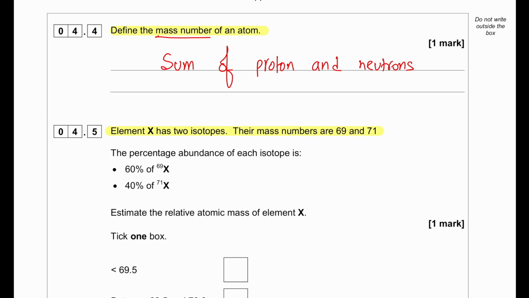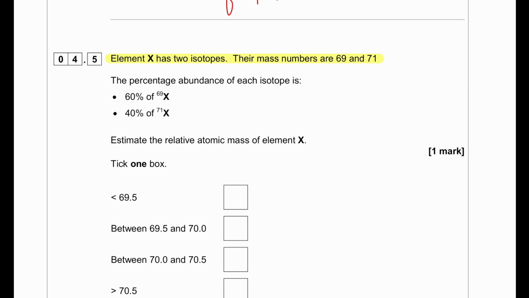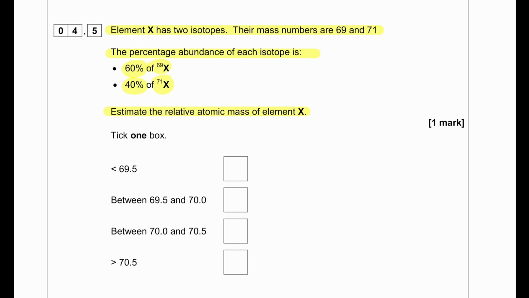Element X has two isotopes. Their mass numbers are 69 and 71. The percentage abundance for each isotope is 60% of 69, 40% of 71. Estimate the relative atomic mass of element X. So if we have to estimate it, you see the majority of the mass is with 69 and some of the mass is with 71. So it will be somewhere in between 69 and 71. So it's between 69.5 and 70. So it should be this one.